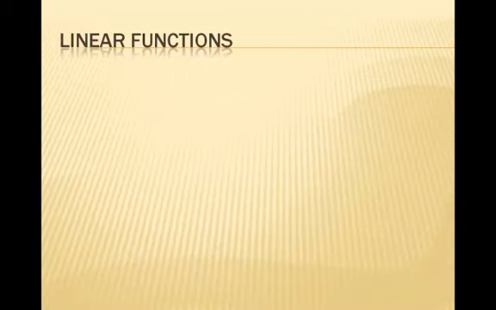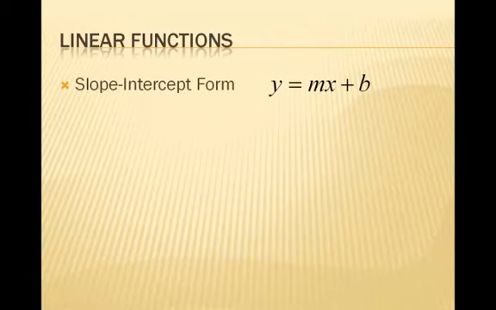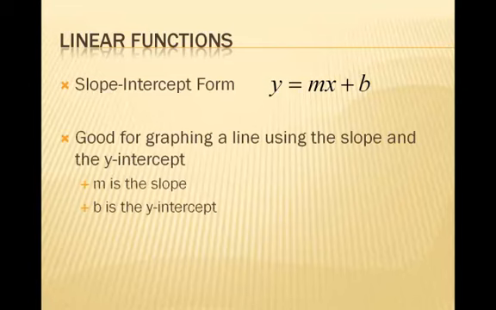Now that we know a lot about slope, we can start talking about one of those forms of a line. And this is known as slope-intercept form. This form can be described as y equals mx plus b. And when a line is written in this form, it's really useful for graphing it out. This is because the m in that formula represents the slope, and the b represents the y-intercept.